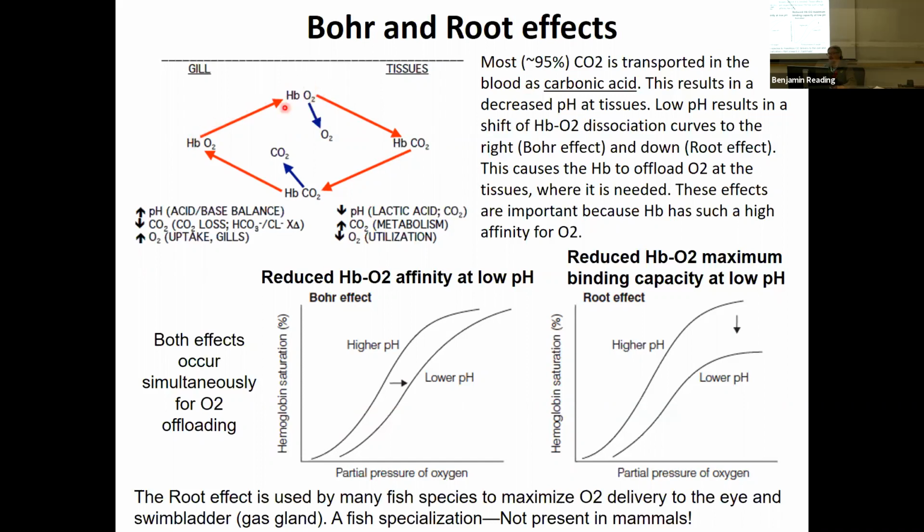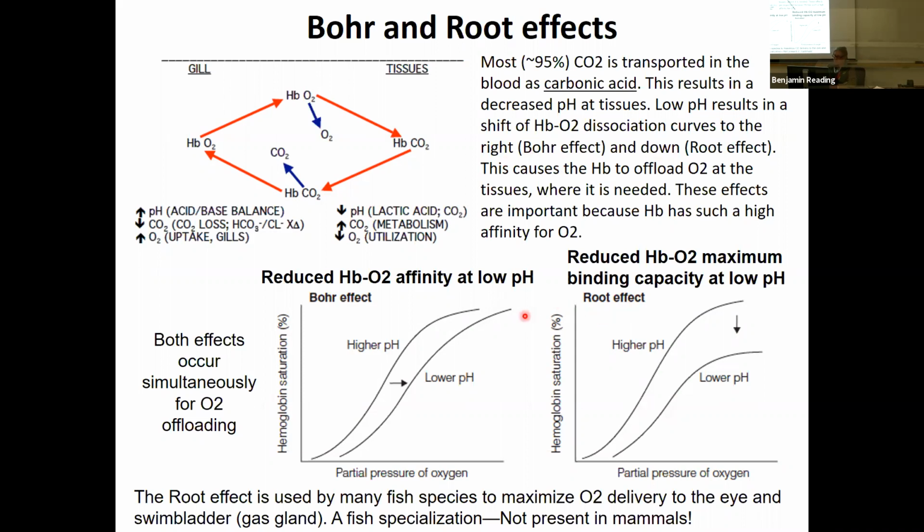So if we've got oxygen bound to hemoglobin that's going into a low pH environment, we're going to take advantage of two effects: the Bohr effect and the root effect. Now, the Bohr effect is in all vertebrates. You, me, all fish, every vertebrate has what's called the Bohr effect. If it's got a circulatory system, it's got a Bohr effect, because otherwise you couldn't offload oxygen. And then fish have a special root effect. Only fish have this. No mammals do.